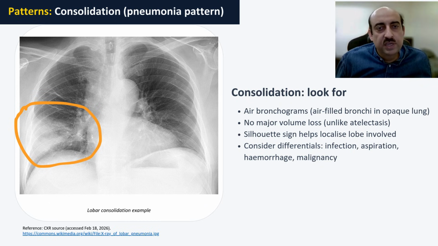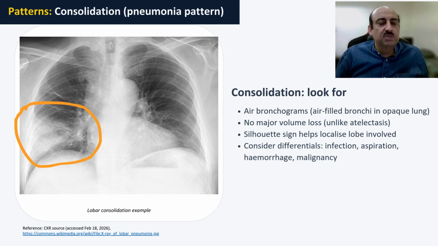Firstly, consolidation, one of the commonest, predominantly a pneumonia-like pattern, as we discussed before. Describe what you see. Look whether there are any air bronchograms. Is it homogeneous or not? What zone is it? Upper, middle, lower? Is it peripheral or central? Is it next to the heart border or peripherally located? Silhouette sign, we will come to that in the next slide. Also consider differentials, which could be infective etiology, aspiration, hemorrhage, or it could be a mass or a malignancy.